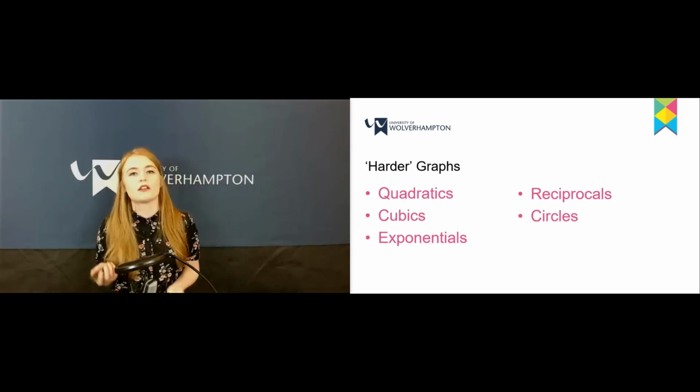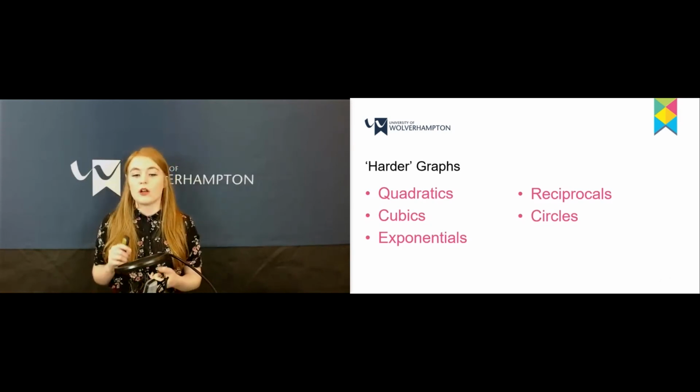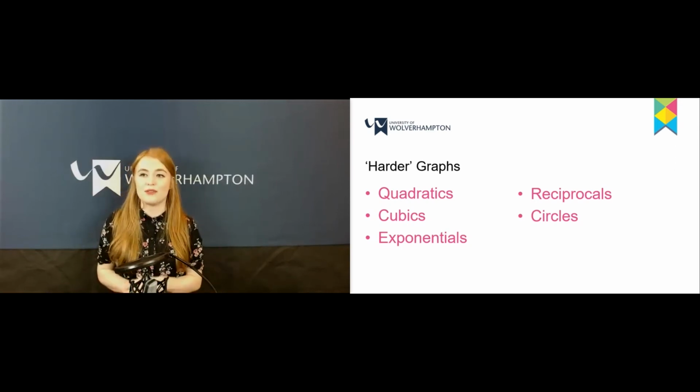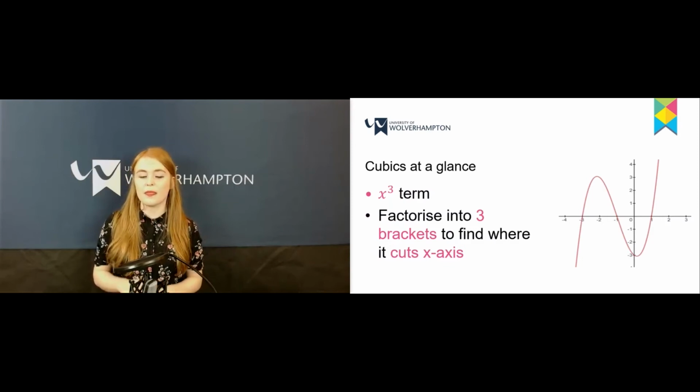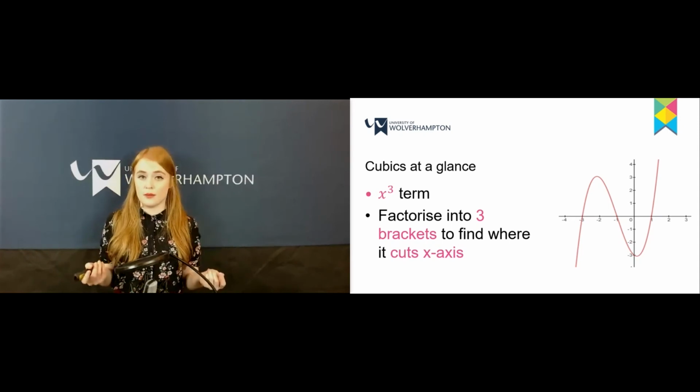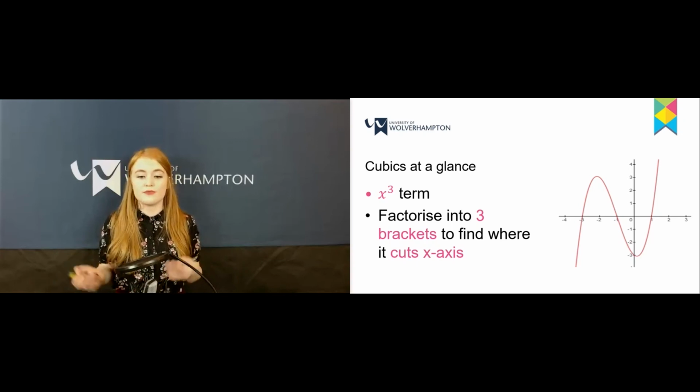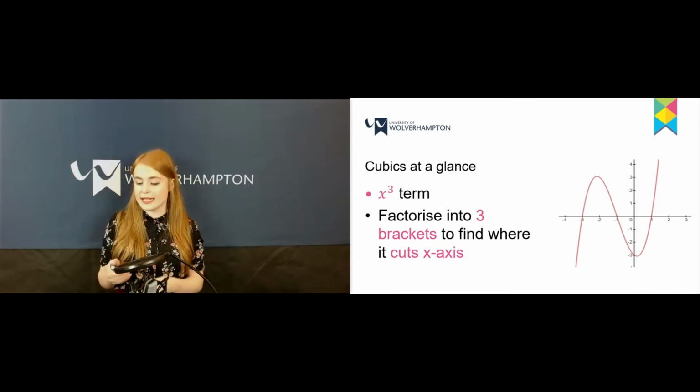So here are some harder kind of graphs that we might meet. Quadratics, cubics, exponentials, reciprocals, and circles. Now, quadratics has a video all in itself, so you can go and watch that if you want to find out more. But I'm going to be going through a quick whistle-stop tour of the others. So, cubics tend to look like this. They'll have an x cubed term, which is why it's called a cubic. And to graph them, we tend to factorize them into 3 brackets, and that will help us find where it cuts the x-axis.